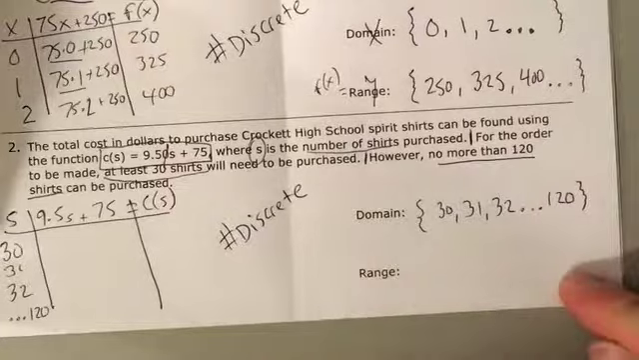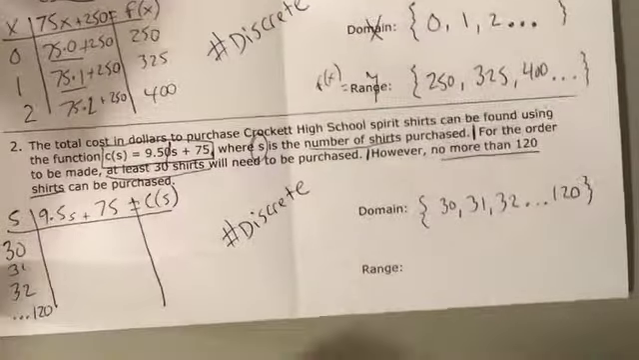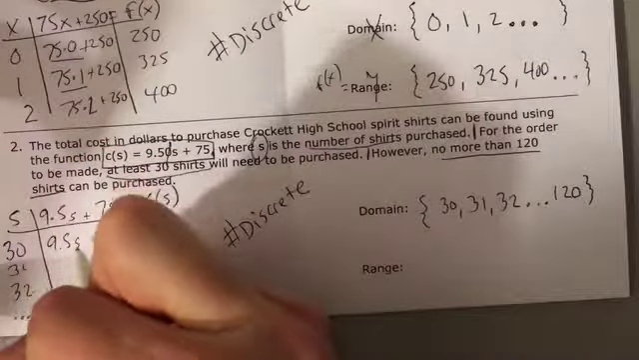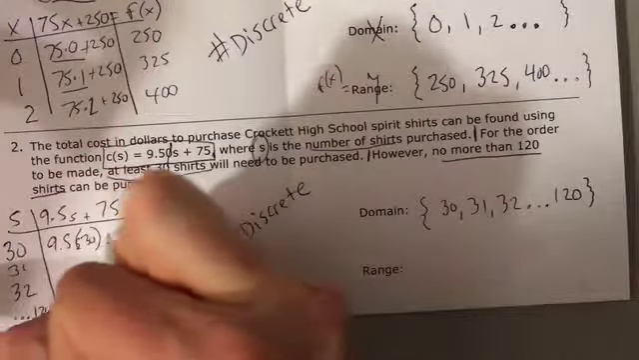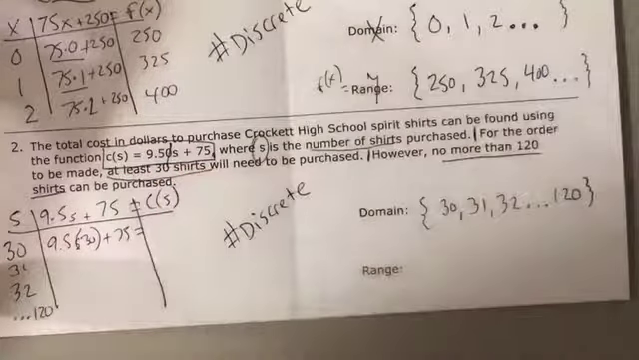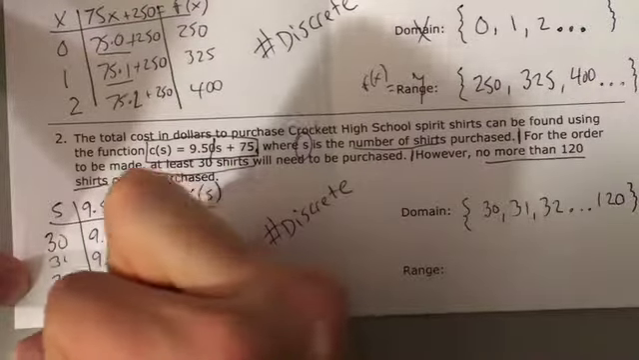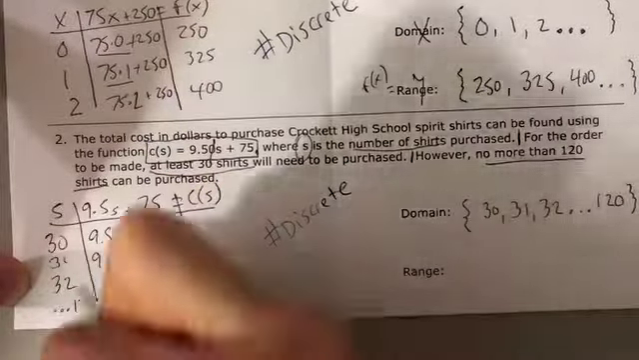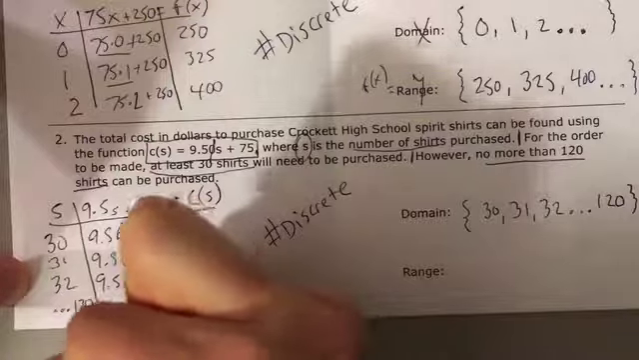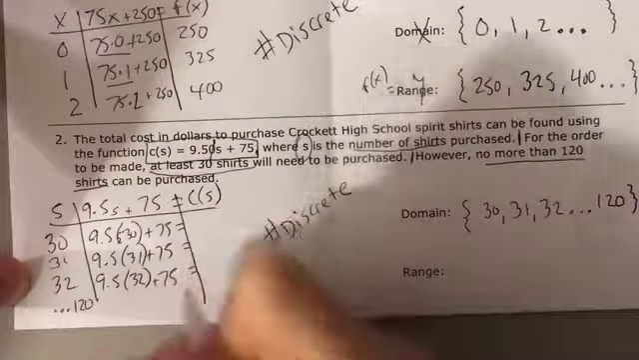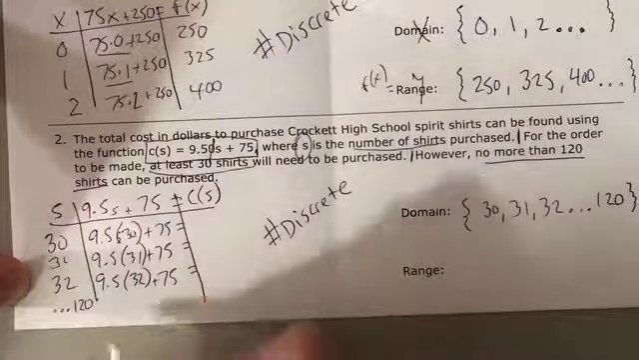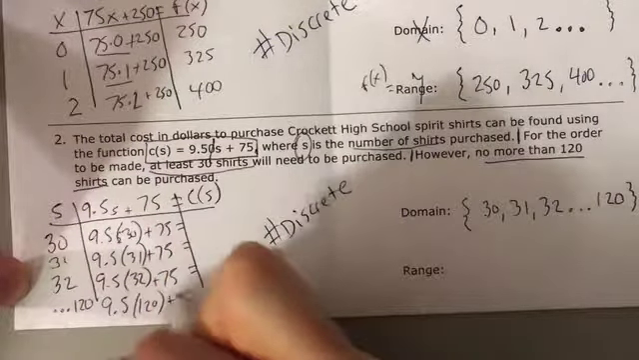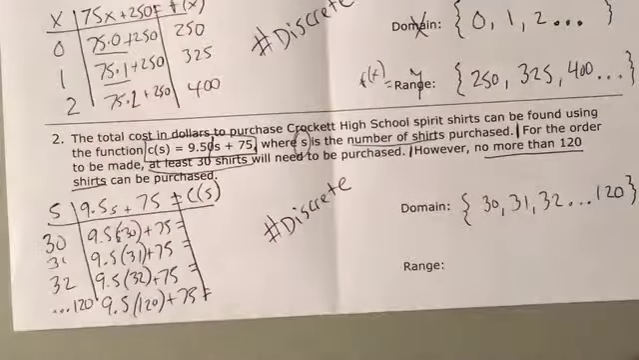Now, if we wanted to find the range, we actually just have to plug in a few of these numbers. So I could do 9.5 times 30 plus 75, okay? I could do 9.5 times 31 plus 75. I could do 9.5 times 32 plus 75. And at that point, I've established the pattern, so I'm just going to go ahead and find the maximum. So what's the most amount of money that I could pay?